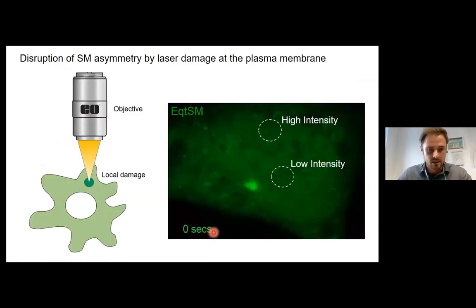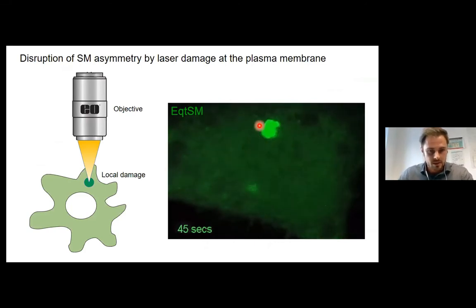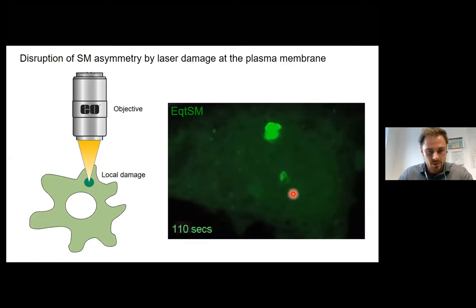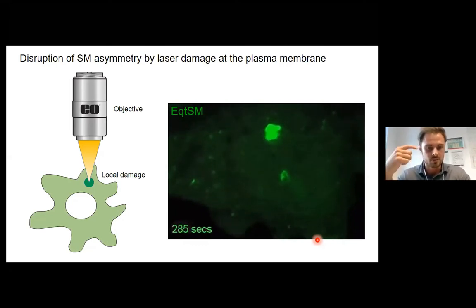Then another elegant way to break the sphingomyelin asymmetry locally at the site of the plasma membrane in a very controlled fashion is via laser damage. Here we can not only control the site of damage, but also the intensity of damage that we cause. So as you can see here, rather severe damage and then pretty small damage here at the bottom. Now, as you have also probably noticed, the equinotoxin probe is recruited almost instantly to the site of damage, which led us to wonder how the recruitment kinetics compare to other molecules and proteins that have previously been associated with membrane damage and repair.